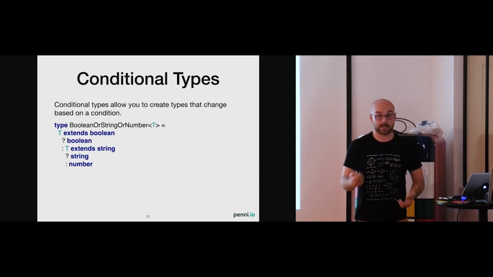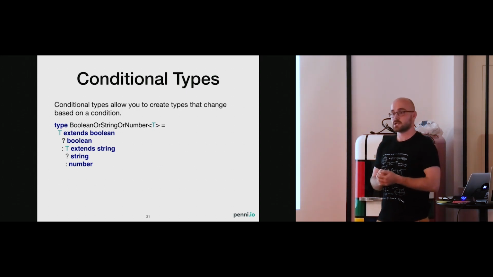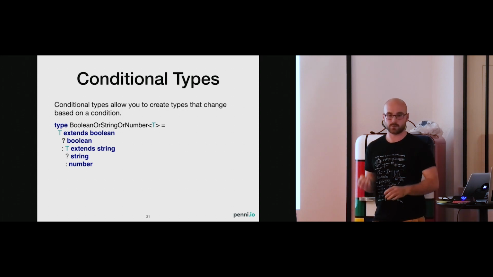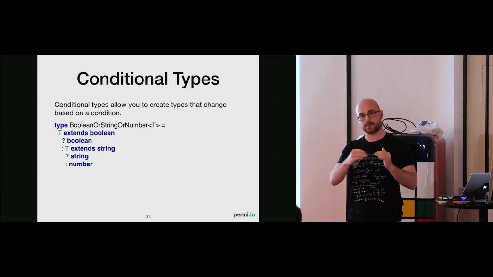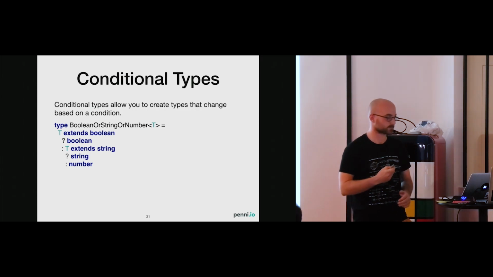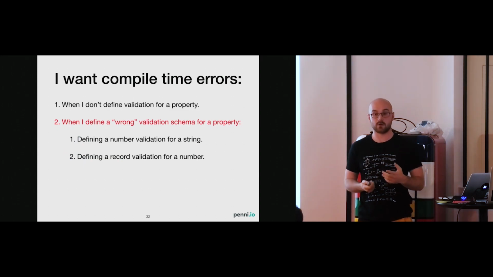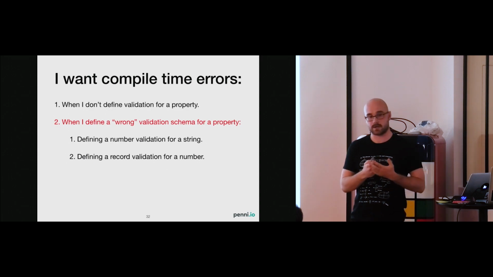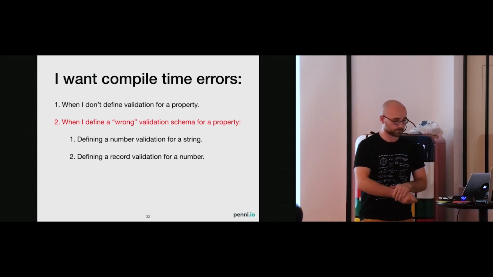And as with any other ternary operators, we can nest them, which allows us to define multiple conditions. We don't have to define just two branches. We can nest this as much as we need. It looks horrible, but it works. Which addresses the second goal I had, that I want to check that I've defined appropriate validation for the appropriate type.